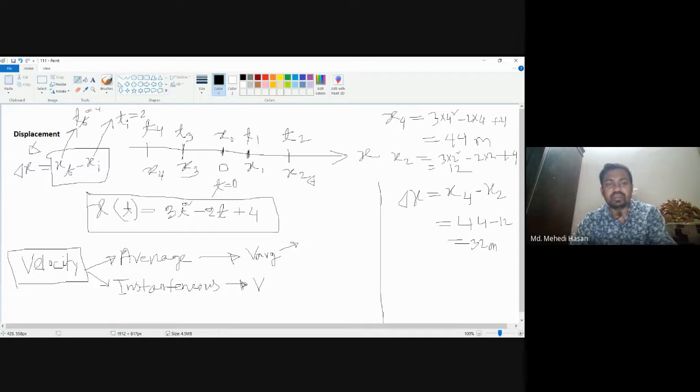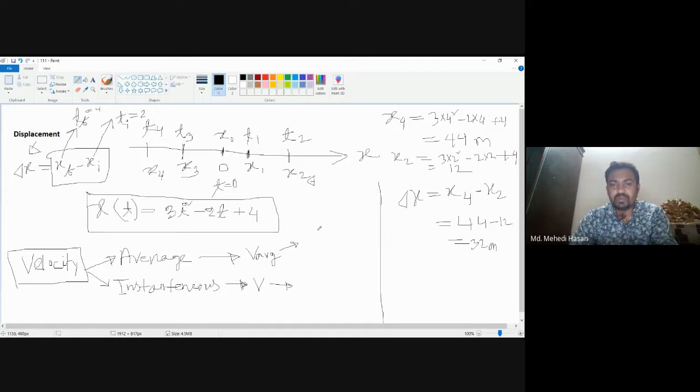So there will be a time interval in case of average velocity. But in case of instantaneous velocity, there will be a single time, that means instantly, say at the 10th second, at the 5th second, like that. So these are the main differences between average velocity and instantaneous velocity, and the formulas are also different to find out the average velocity and instantaneous velocity.